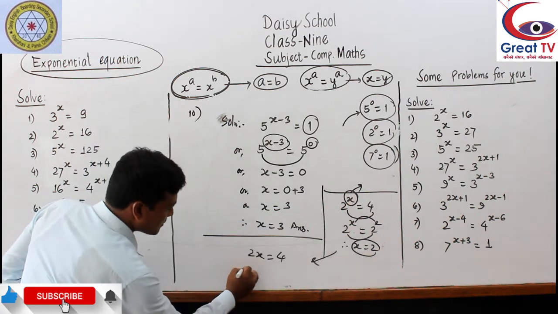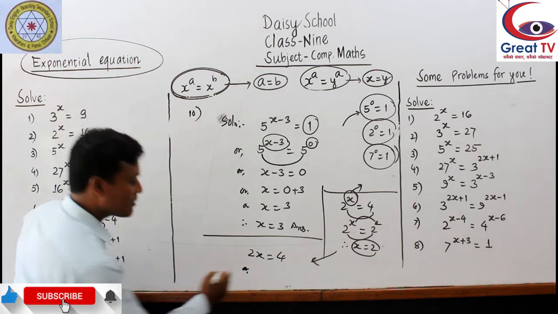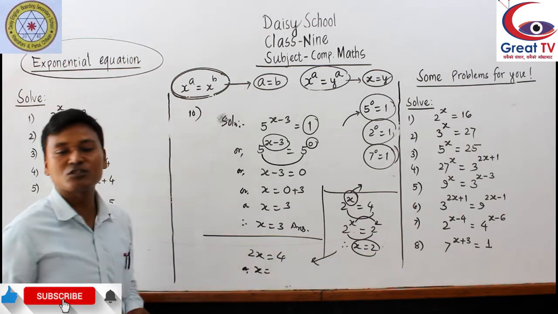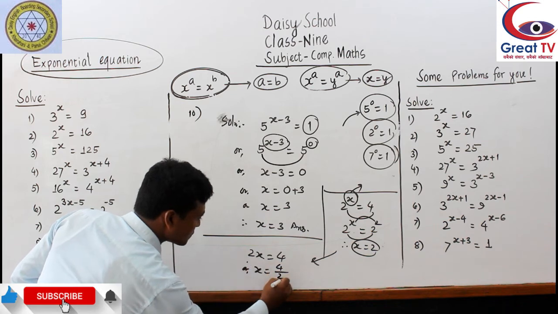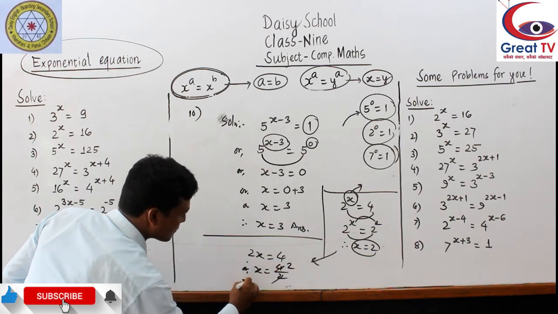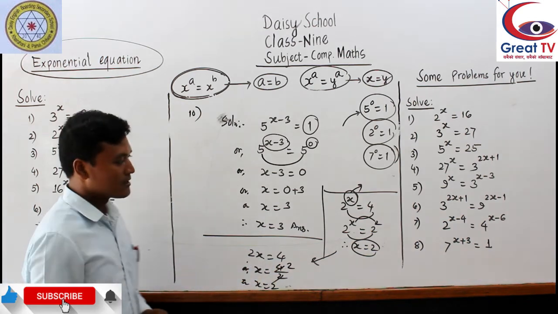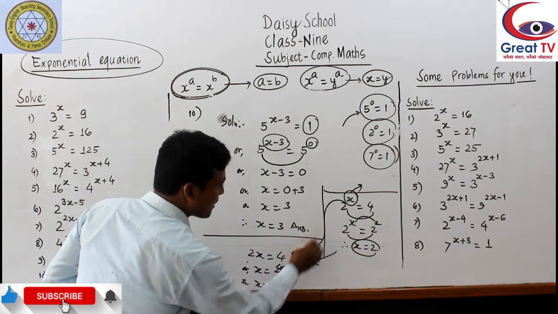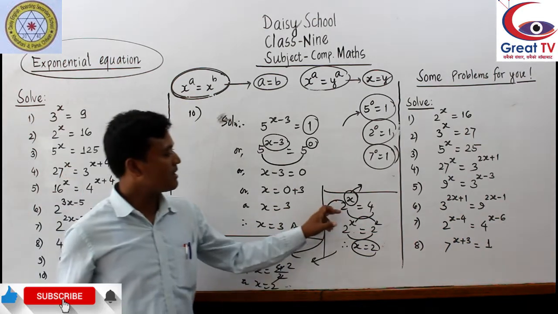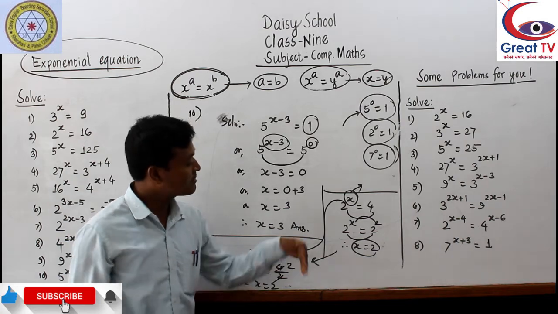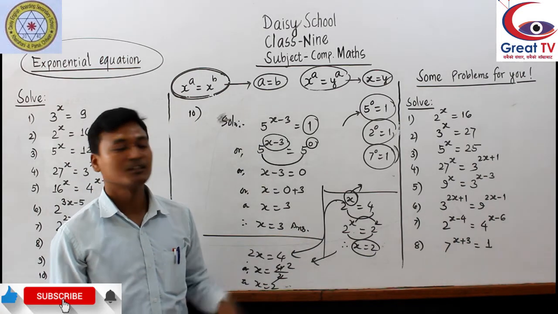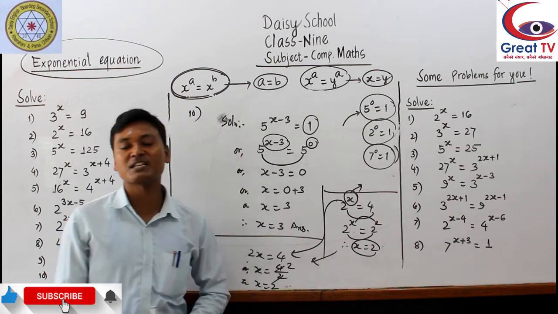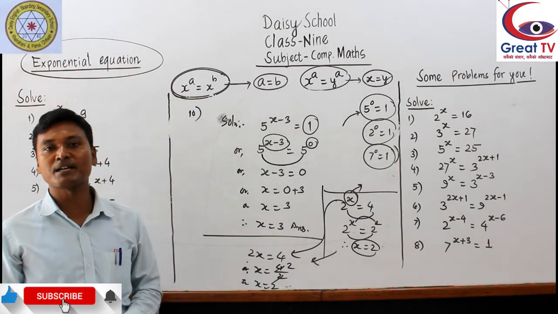But if x does not represent the power, you know very well, here you can use the concept of solving a linear equation: 4 by 2, then 2 twos are 4, so x equals 2. So don't worry my dear students, these two are different. If x represents the power, use this type of concept: make the same bases and use the concept that if the bases are the same, the powers are always equal.